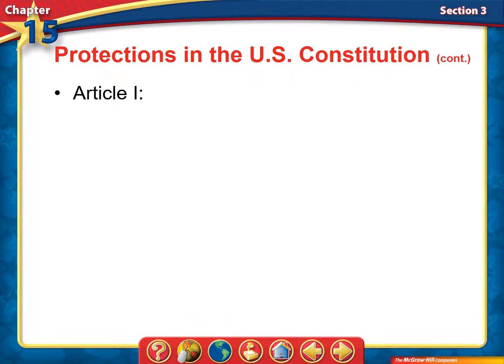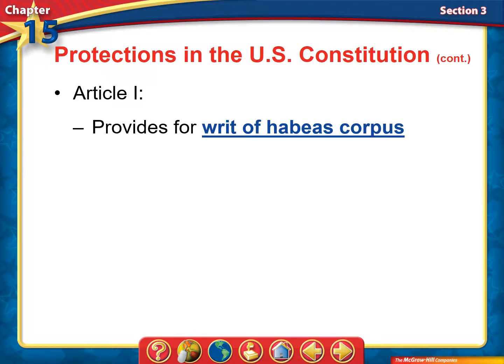So what is Article 1? Well, number one, it provides for a writ of habeas corpus. That is, a court order that requires police to bring a prisoner to court to explain why they are holding the person. And the biggest thing that you'll notice about this movie is the writ of habeas corpus is not present. He never gets to explain what he did because he never gets to know what he did.